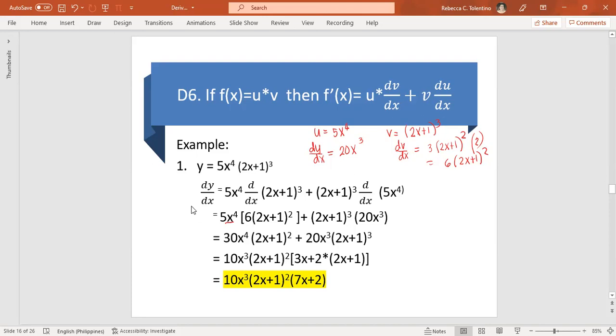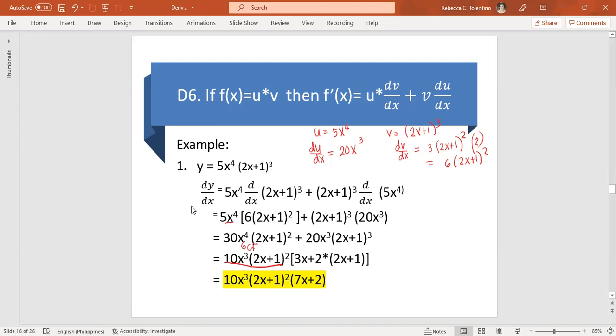Now to simplify, we look for the common factor. For 30 and 20, the greatest common factor is 10. For x to the fourth and x cubed, we use x cubed. For 2x plus 1, we have 2x plus 1 squared and 2x plus 1 cubed. Of course, the greatest common factor is 2x plus 1 quantity squared. So this is the common factor. This aspect over here is our GCF.